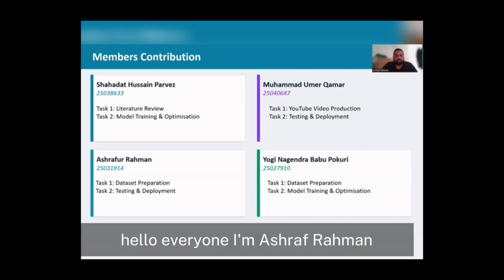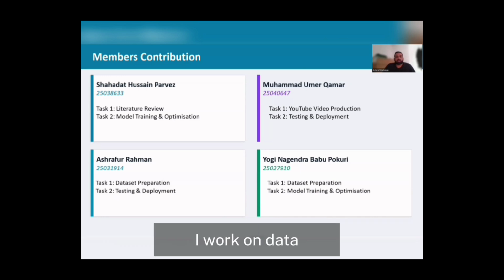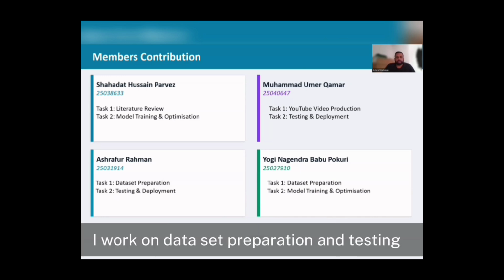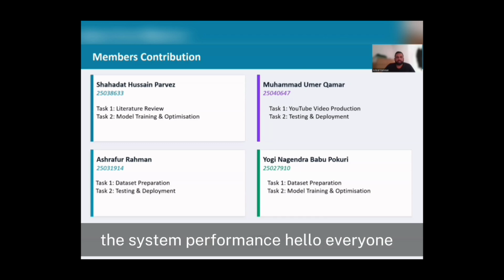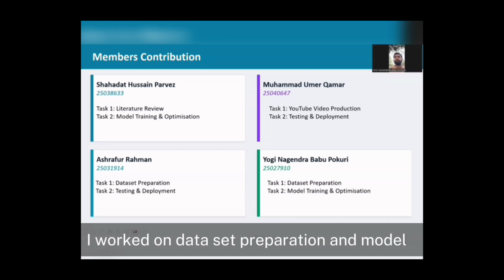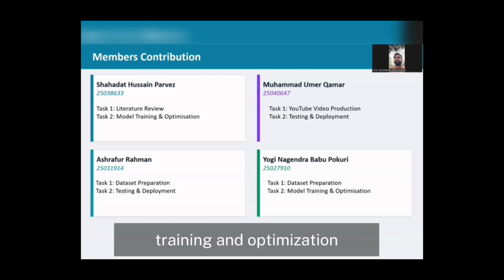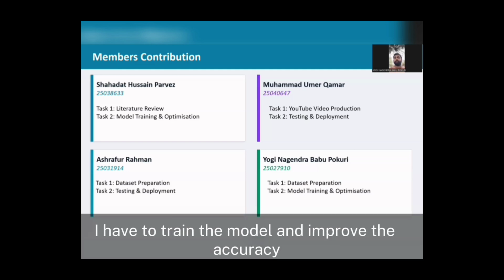Hello everyone, I'm Ashafur Rahman. I worked on dataset preparation, testing and deployment. I helped prepare the dataset and tested the system performance. Hello everyone, I'm Yogi Nagendra Babu Pokuri. I worked on dataset preparation and model training and optimization. I helped to train the model and improve the accuracy.